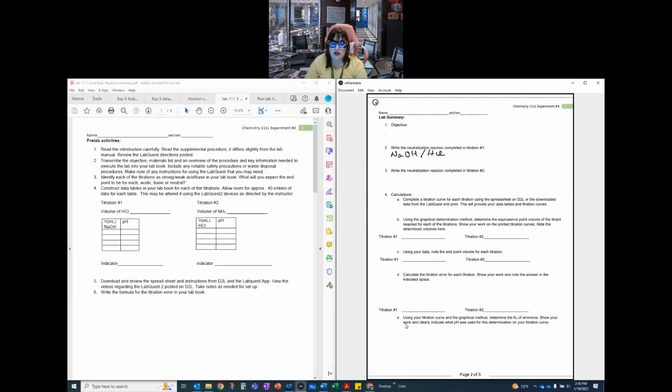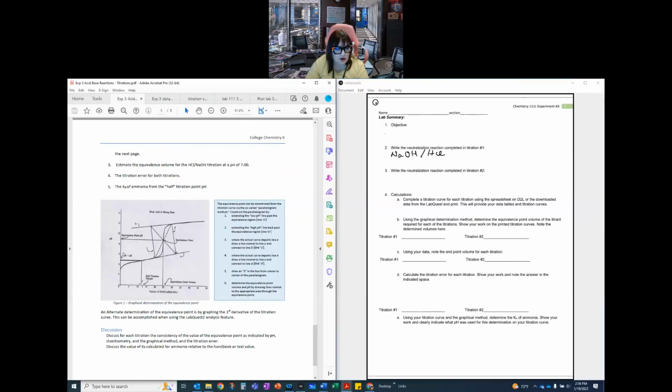Okay. Then using your titration curve and the graphical method, determine the Kb of ammonia. So you only want to determine the Kb for the second set of data. And again, it's going to be the pH that's at the half titration volume. So that half titration volume right there. And then what's the pH at that point? The pH is then the pKb. Okay, so that's how you're going to do that.